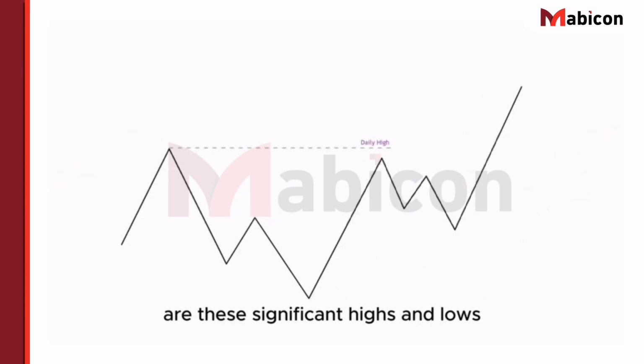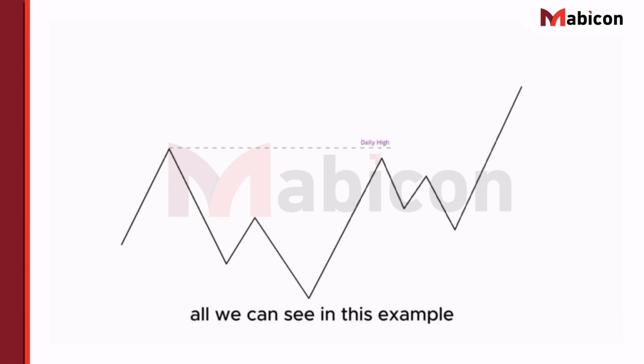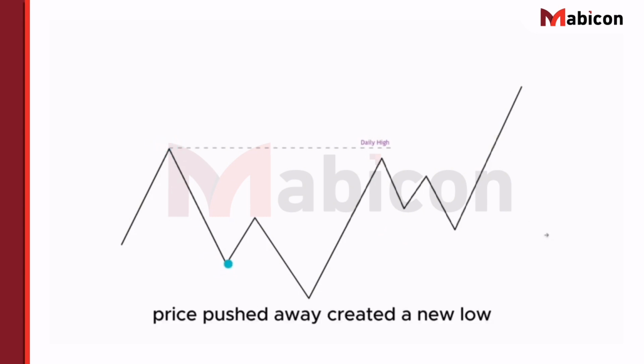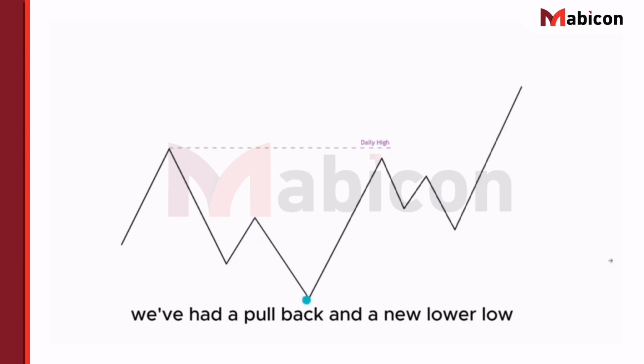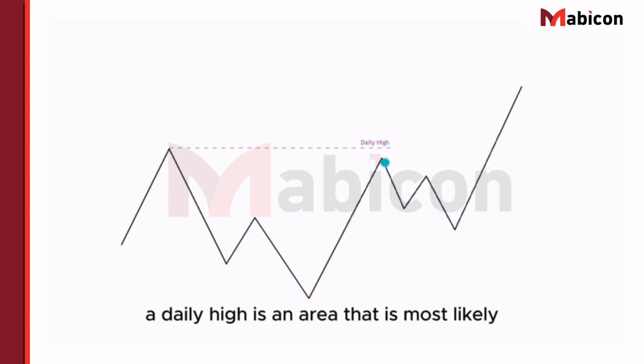Now, another form of inducement we can look for is significant highs and lows. These significant highs and lows could be swing highs, daily highs, weekly highs, monthly highs. Now, what we can see in this example, we have a daily high formed at this point just here. Price has pushed away, created a new low, we've had a pullback and a new lower low. We've then seen price retrace and correct back up towards the daily high, but we have failed to break past that daily high. Now, a daily high is an area that is most likely going to have a liquidity sweep at some point or another.